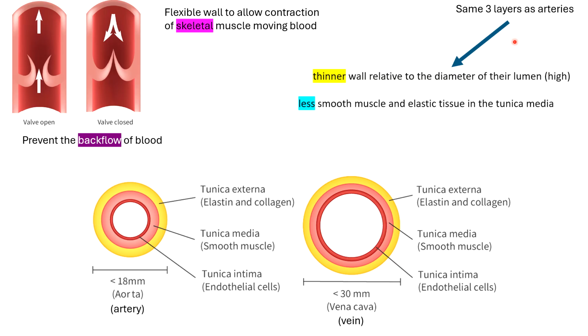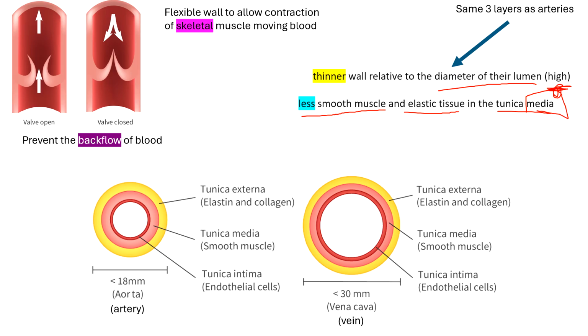They have the same three layers as arteries, but this time they have a thinner wall relative to the diameter of the lumen. We're going to look at a diagram that perfectly represents this, okay, which is high. The diameter of the lumen is high in arteries, but not in veins, okay? And they also have less smooth muscle and less elastic tissue in the tunica media, so in the middle layer. Media for medium, okay? Middle.